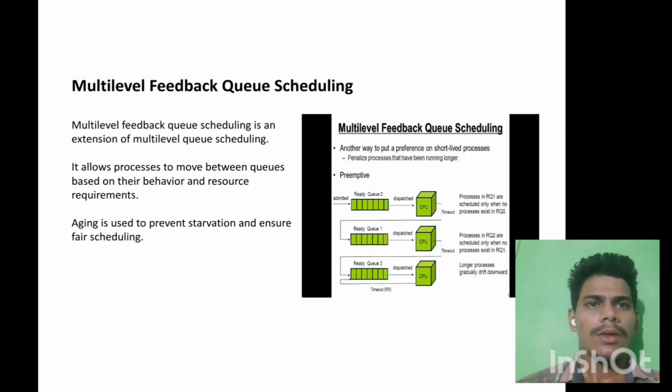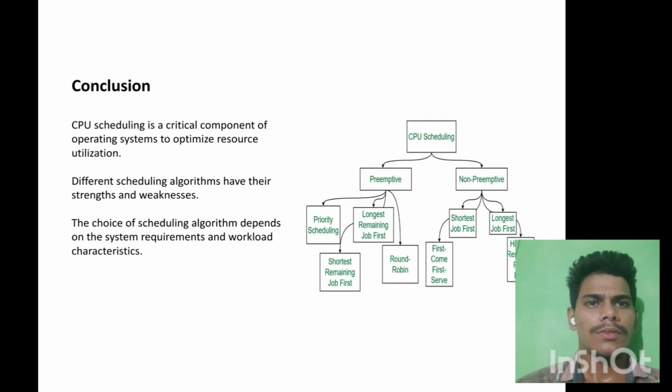Multi-level feedback queue scheduling. Multi-level feedback queue scheduling is an essential extension of multi-level queue scheduling. It allows processes to move between queues based on their behavior and resource requirements. Aging is used to prevent starvation and ensure fair scheduling.